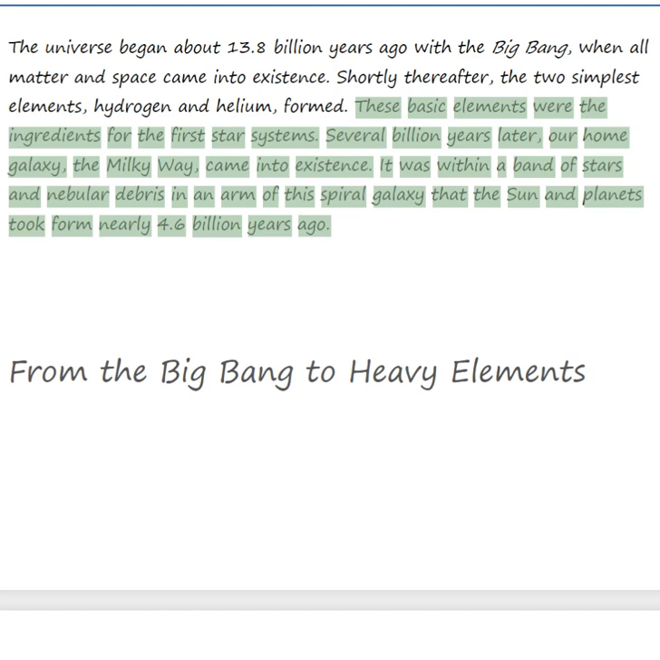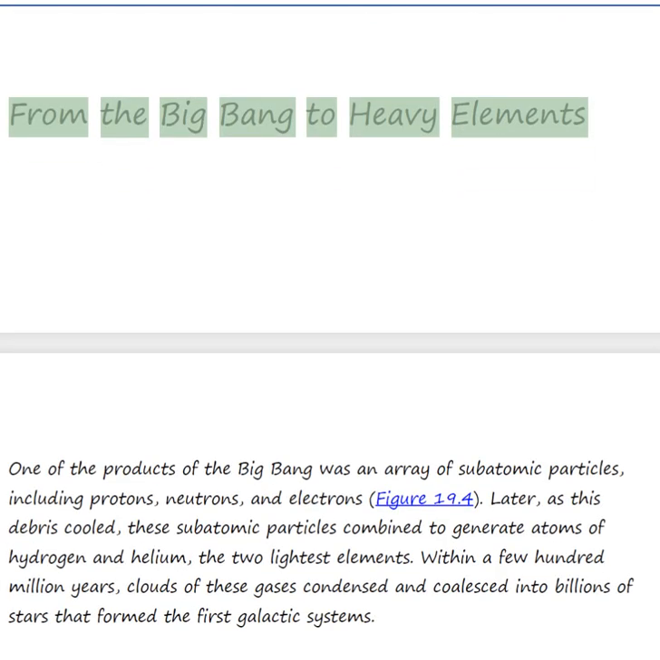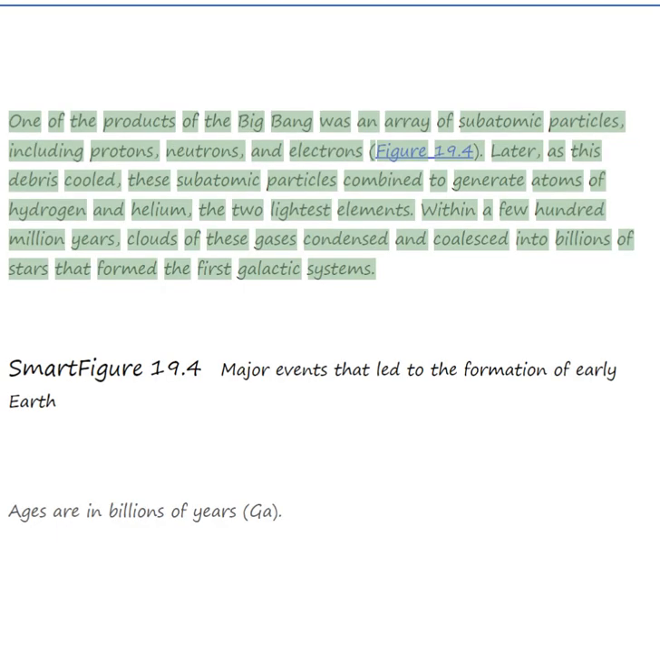It was within a band of stars and nebular debris in an arm of this spiral galaxy that the Sun and planets took form nearly 4.6 billion years ago. From the Big Bang to heavy elements. One of the products of the Big Bang was an array of subatomic particles, including protons, neutrons, and electrons. Later, as this debris cooled, these subatomic particles combined to generate atoms of hydrogen and helium, the two lightest elements. Within a few hundred million years, clouds of these gases condensed and coalesced into billions of stars that formed the first galactic systems.